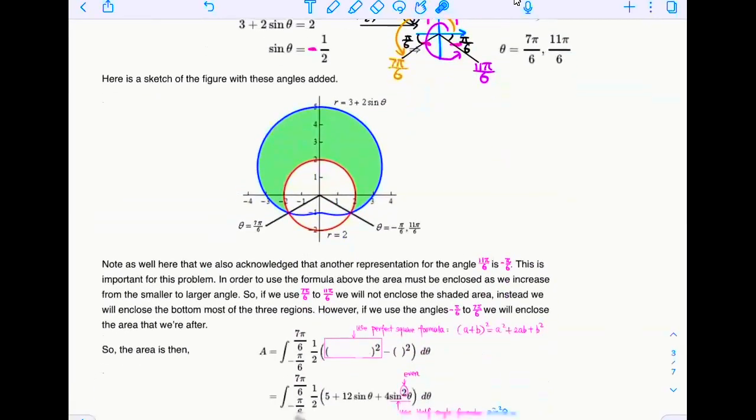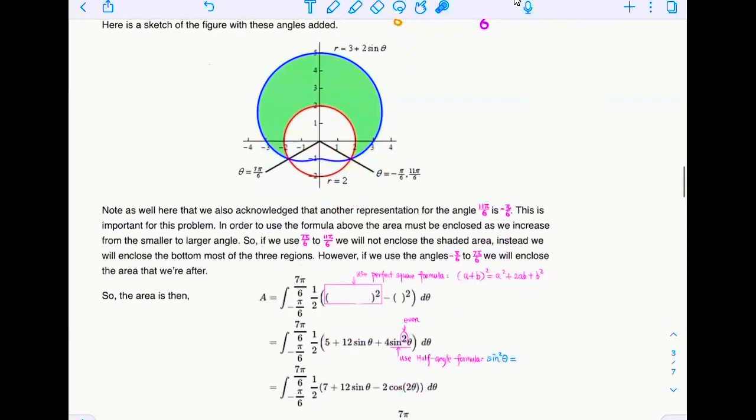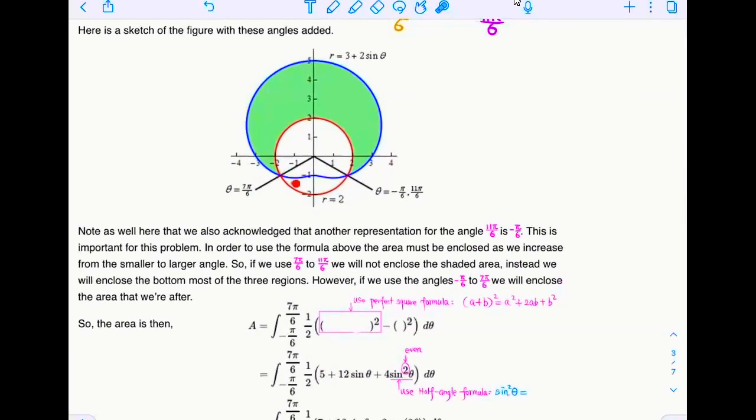Now we're trying to find the region enclosed by two curves, right? So should I go from 7 pi over 6 to 11 pi over 6? Should I integrate from this to this? If I integrate from 7 pi over 6 to 11 pi over 6, I actually get the region that's bounded between this curve and this curve, bounded by this ray and this ray, right? So only this is going to be between these two right here, okay? But we're looking for this above.